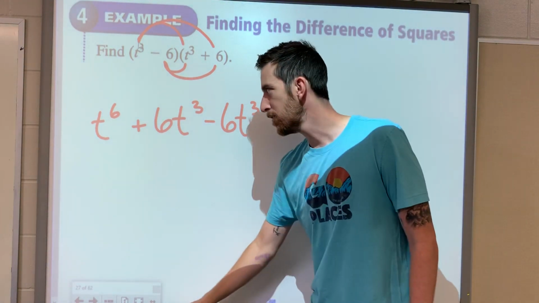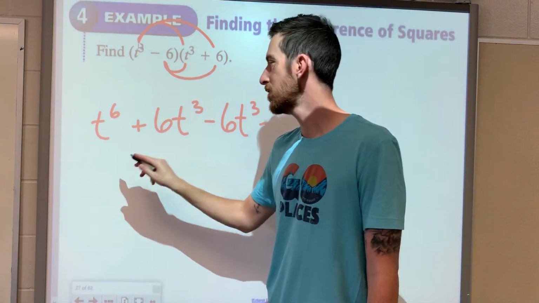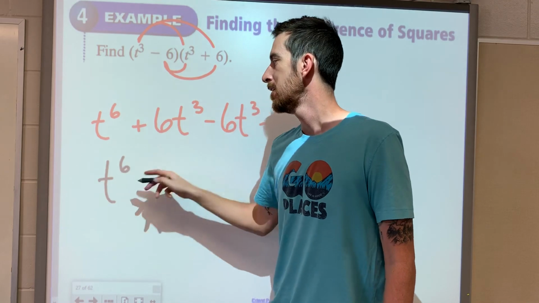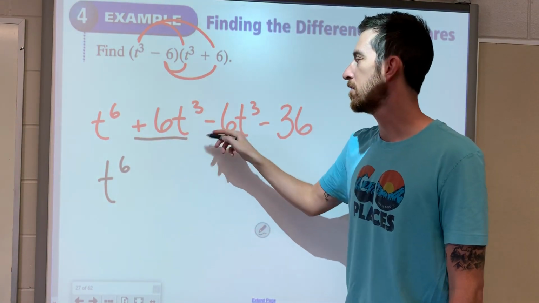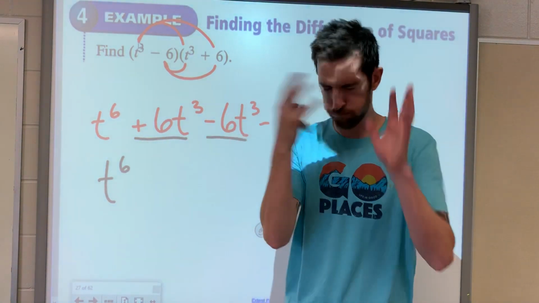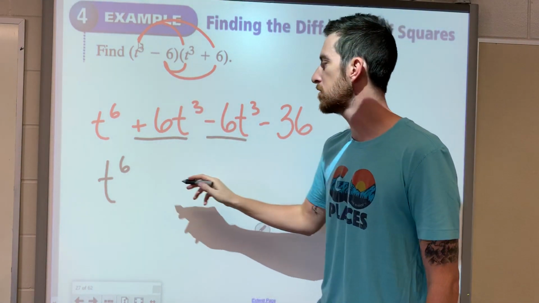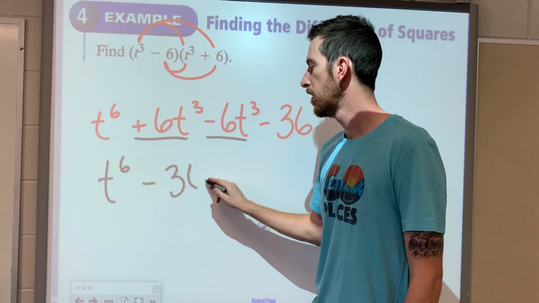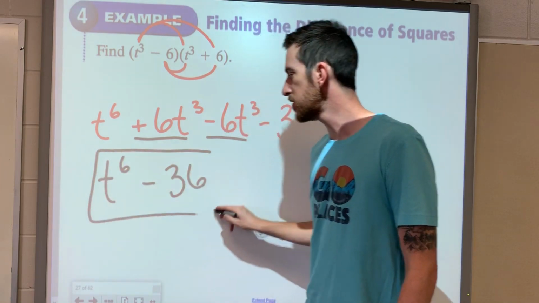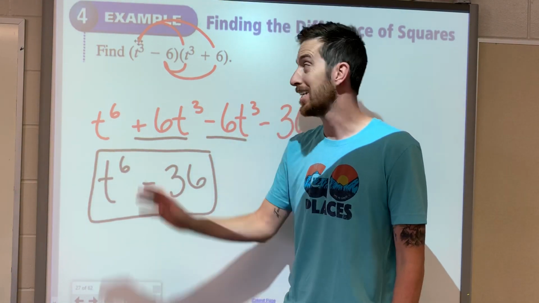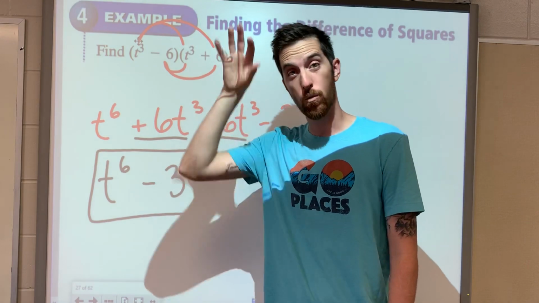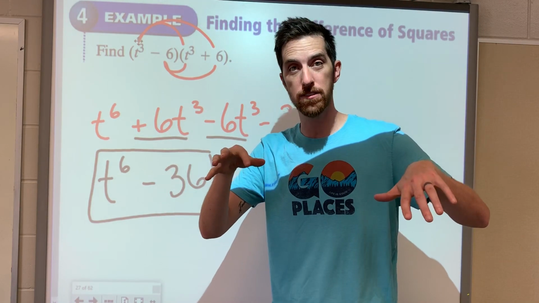And then you're like, oh, t to the sixth, there are no other t to the sixths. T to the third, I have 6t to the third minus 6t to the third. They cancel each other out. So all we have left is minus 36. So with the difference of squares, which again, same thing in parentheses, one has a plus, one has a minus.